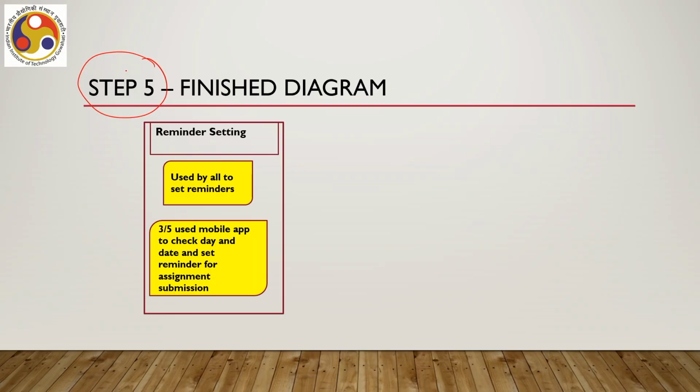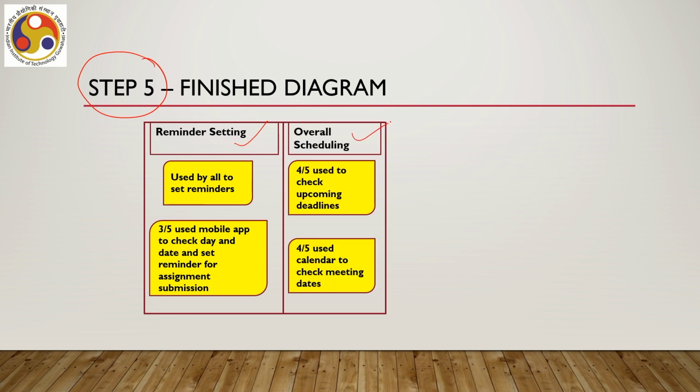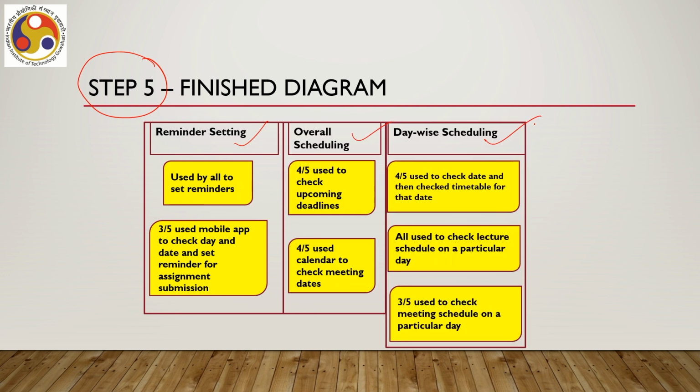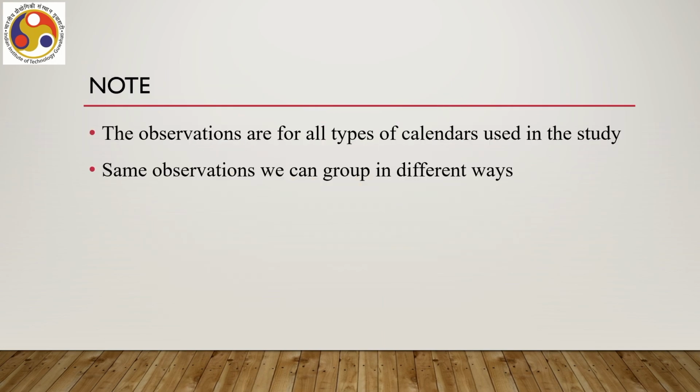So, how the finished diagram looks like, that is step 5. One is reminder setting, then overall scheduling, finally day wise scheduling. So, we have these 3 groups, 1, 2 and 3. So, the observations are for all types of calendars used in the study, physical, mobile app as well as desktop app. Some observations we can group in different ways. So, this is possible, there is no unique way of grouping.